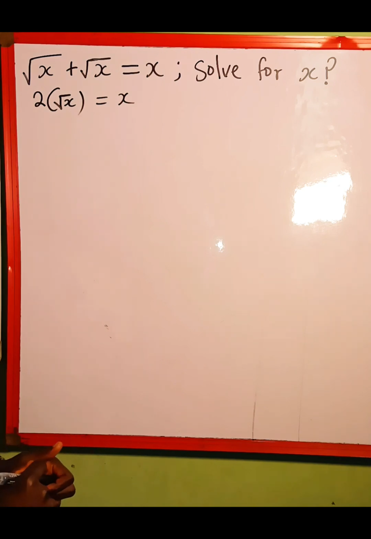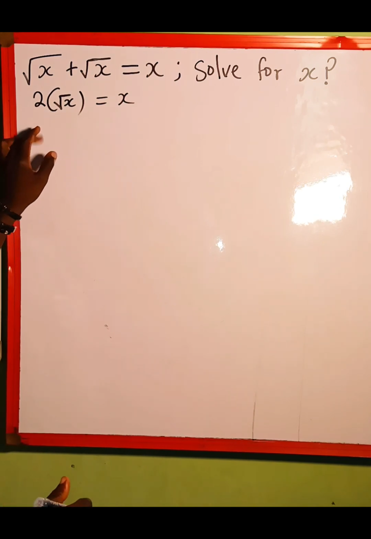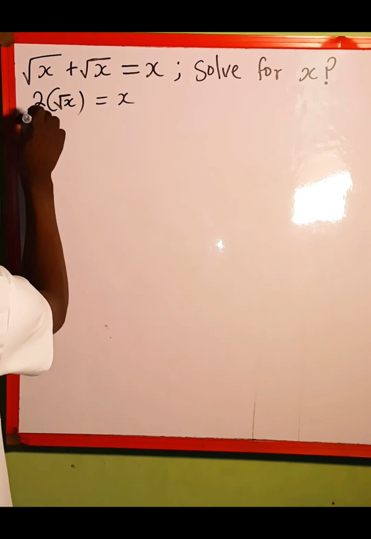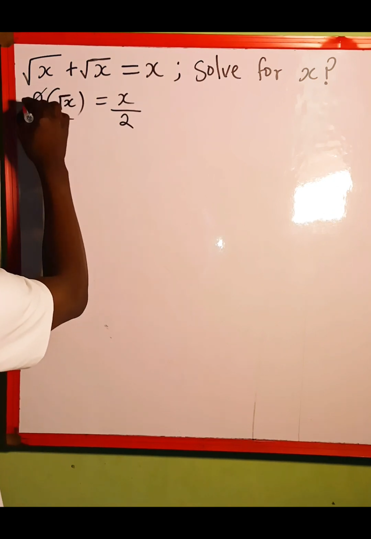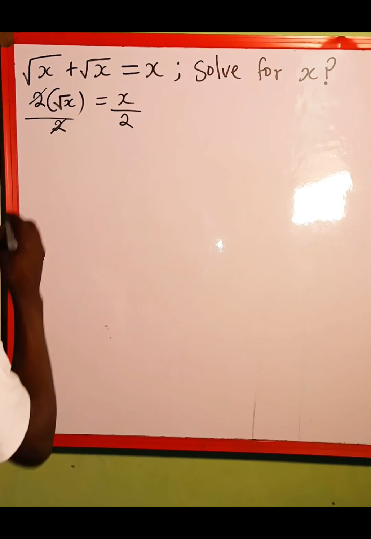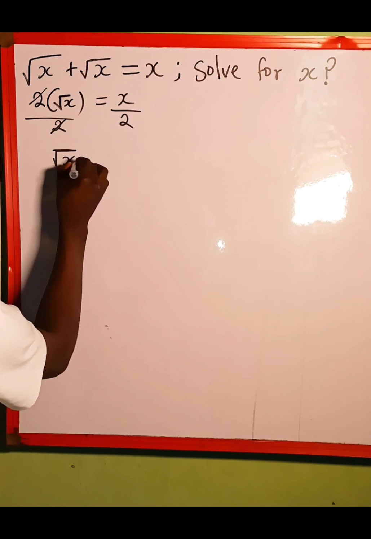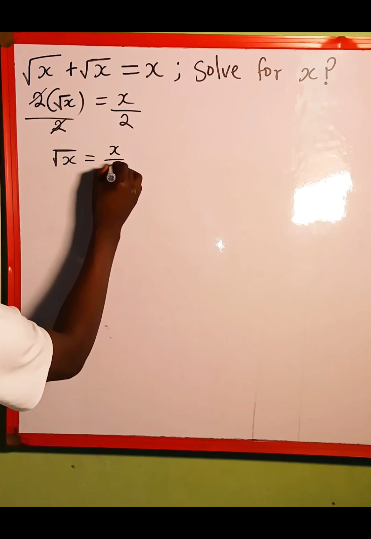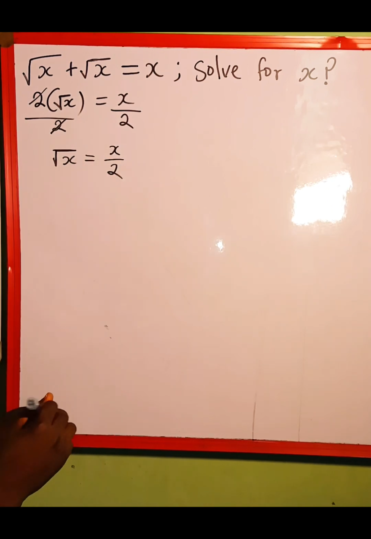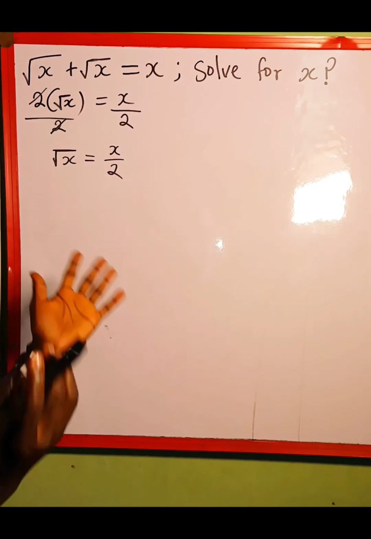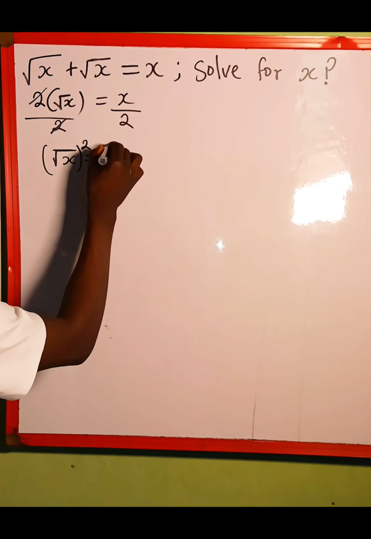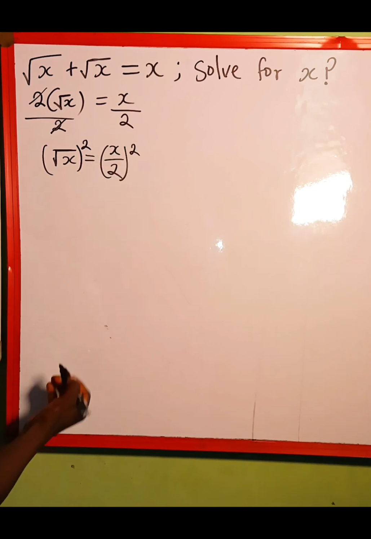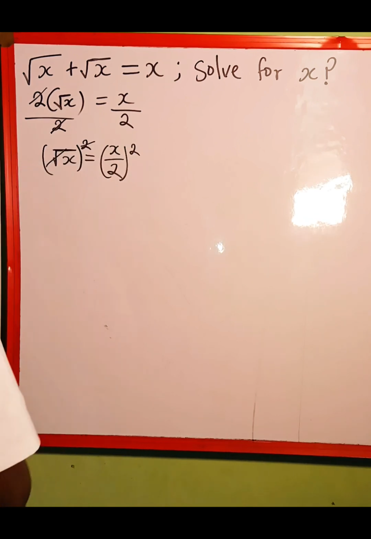So the next step we are going to do is to divide both sides by 2 in order to delete these 2. So we divide the left hand side by 2, also the right hand side by 2, so that this 2 is going to cancel out this 2. Then we are left with what? Square root of x, which is equal to x over 2. Then the next thing we are going to do is to remove this square root by squaring both sides of the equation. So we square the left hand side, also we square the right hand side, so that this square is going to cancel out the square root.